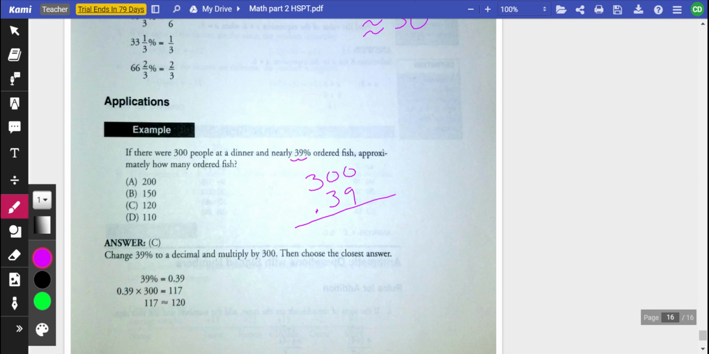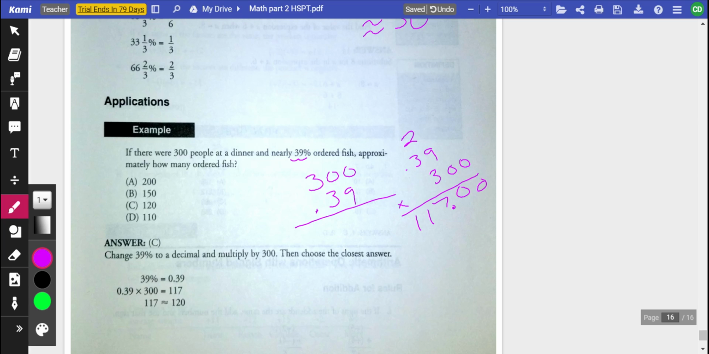Again, you can do this however you like. Some people like doing the flip where you flip it and you do 0.39 and then the 3 and then you bring down the 2 zeros. You can totally do it that method too. Whatever works for you. 3 times 9 is 27. 3 times 3 is 9. And we get 11. And then we have 2 decimal places in our problem. So 1, 2. So 117 people.